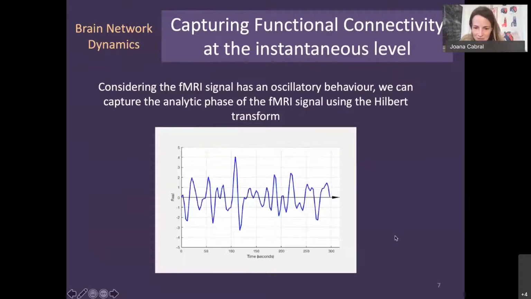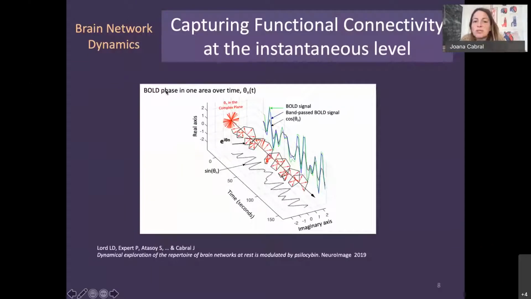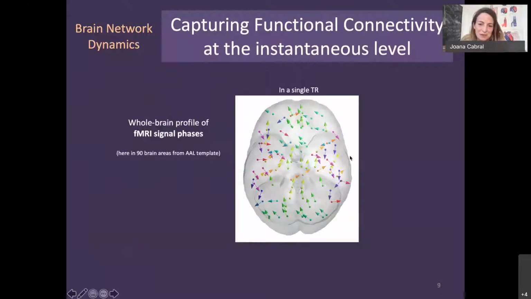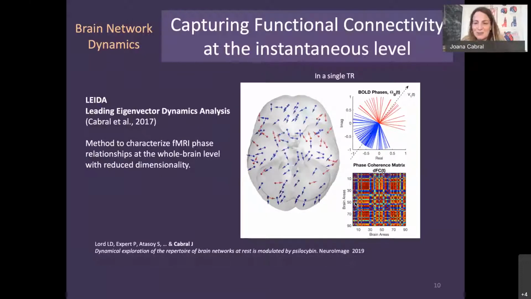Okay. So once we have the BOLD signal phase over time, we can calculate then how two different brain areas are aligned in phase. So here we have, for example, in one TR, each arrow here represents how the BOLD signal is evolving, if it's going up, if it's going down, following the Hilbert transform. So here, for example, each arrow represents the BOLD signal phase in one brain area. But then this is still quite complex, so we still need to reduce this, or to use a way to represent this whole brain phase configuration using simpler metrics.